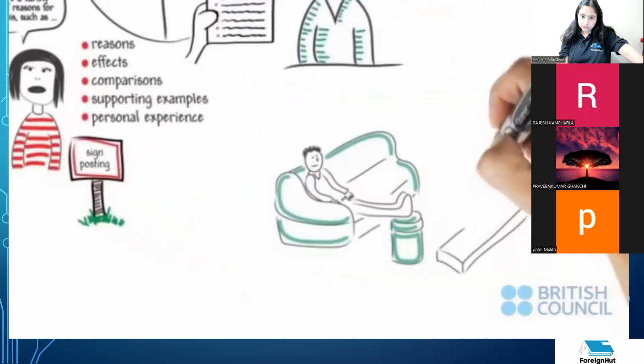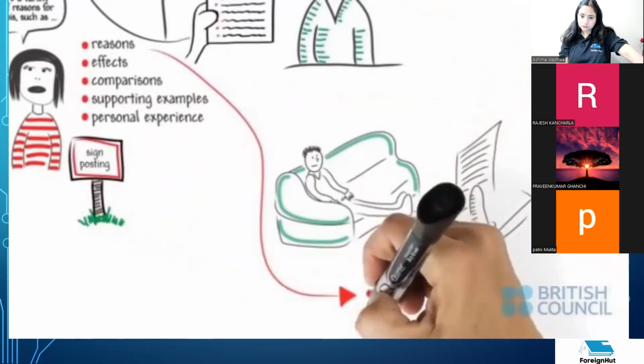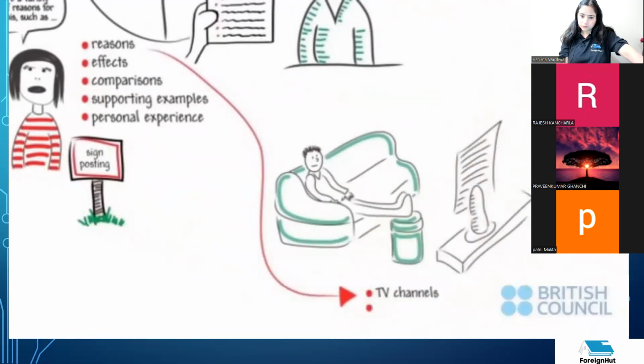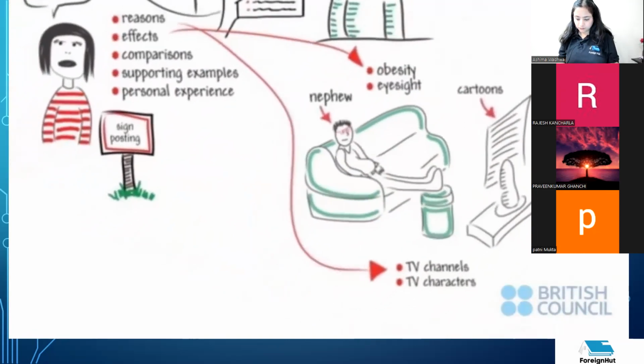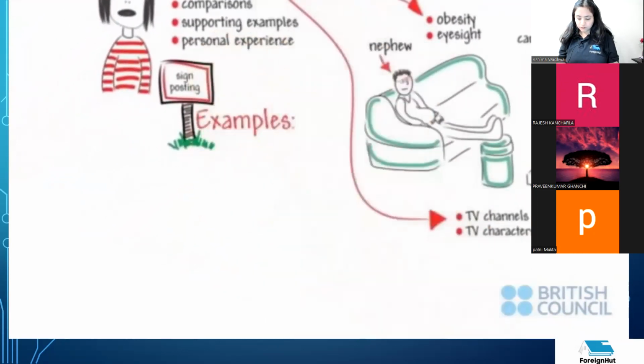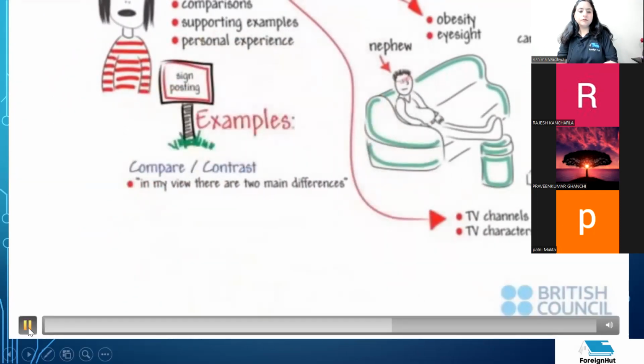For example, discussing excessive TV watching, you might mention reasons: increasing numbers of TV channels compared to a generation ago, and the popularity of TV characters. Effects: increasing obesity levels, eyesight problems, and other health issues. Experience: my nephew watches nothing except cartoons. He will not study. Here are some examples of signposting for part 3 of the test. Compare, contrast: in my view, there are 2 main differences.